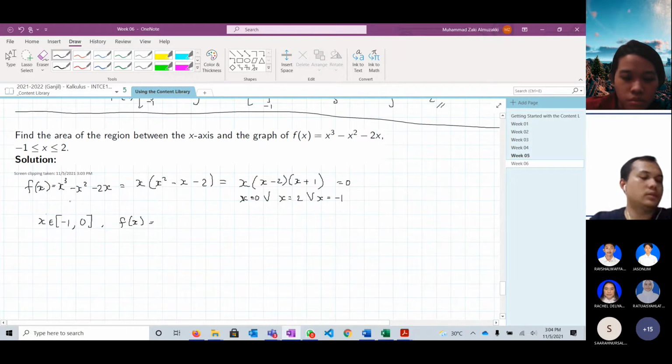From -1 to 0, let's say we put x. Also from 0 to 2, f of x is, if we put 1, minus 1, 0 minus 2, it's negative. f of x is negative. So I think that this guy is positive.